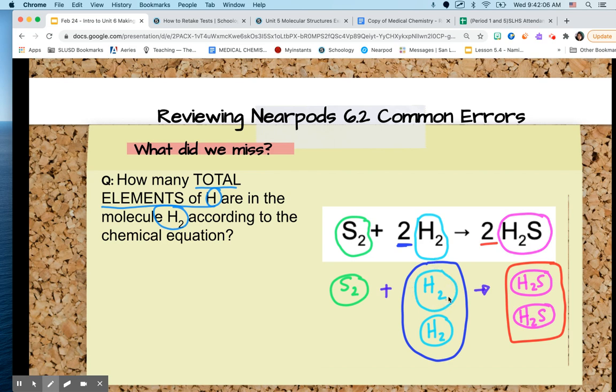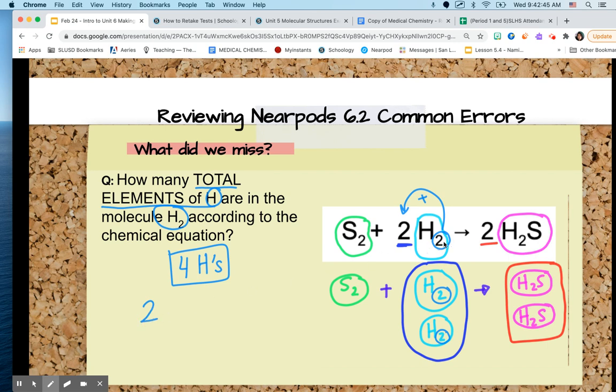Well, in one H2, there's 2, right? But if, according to this equation or this recipe, there's 2 of them, right? So 2 plus 2 is going to be 4 H's total, right? The other way I can solve for this is mathematically, right? So another way of solving for this would just be taking our subscript 2 and multiplying it by 2, right?